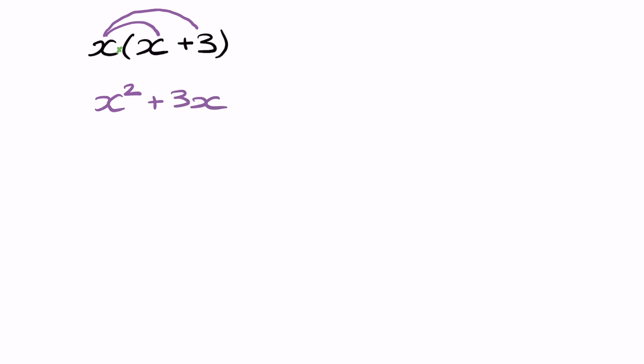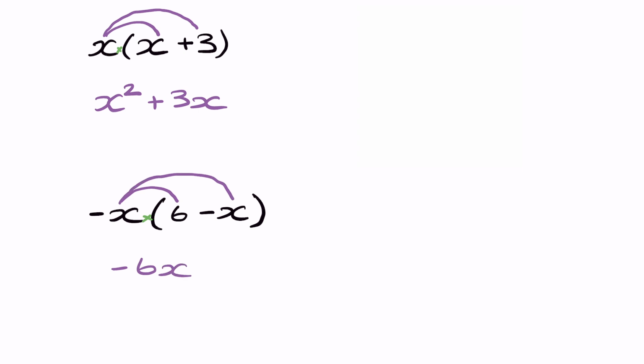And then if you have this one, which is negative x. You guessed it, we have the same rule, multiply everything in the bracket by negative x. And so you have negative x multiplied by 6, that will give you minus 6x, and negative x multiplied by negative x will give you positive x squared. And then switch that around and present my answer as x squared minus 6x.